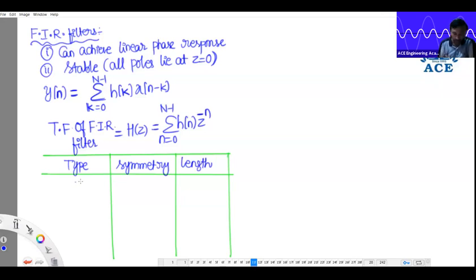If you take a type 1 FIR system, it will have even symmetry with odd length. What does it mean? Suppose I have drawn this impulse response graph.